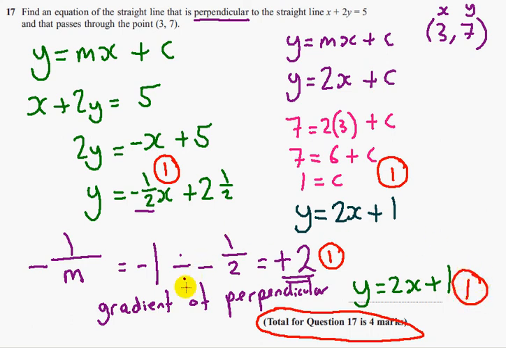So if we were to draw this line out here, this line and this line that goes through (3, 7), they would be perpendicular to each other, okay. And that's question 17, and that's worth 4 marks.